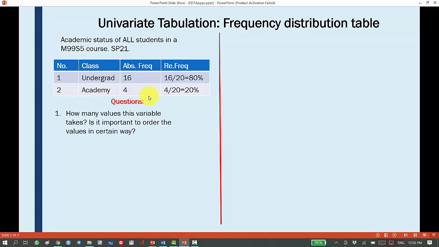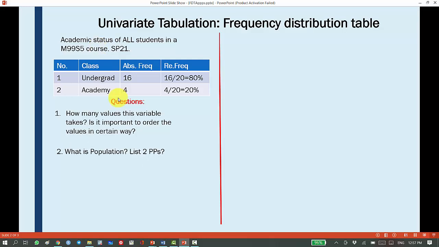Now, based on this frequency distribution table, how many values can this variable take? Is it important to order the values in a certain way? As we can see, the variable academic status takes two values, undergrad or academy. And it's not important to order the values because this is a qualitative variable which is nominal.